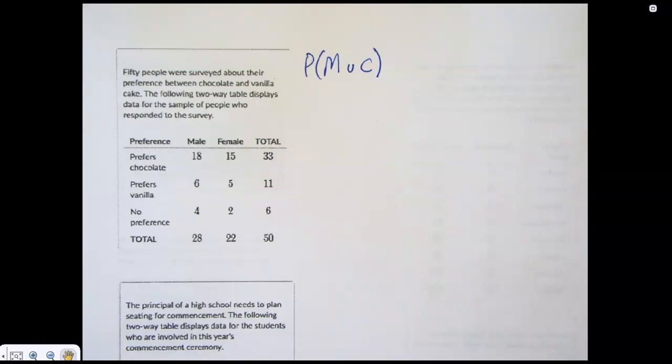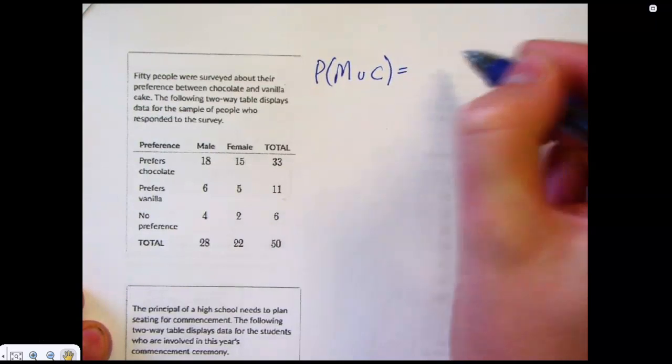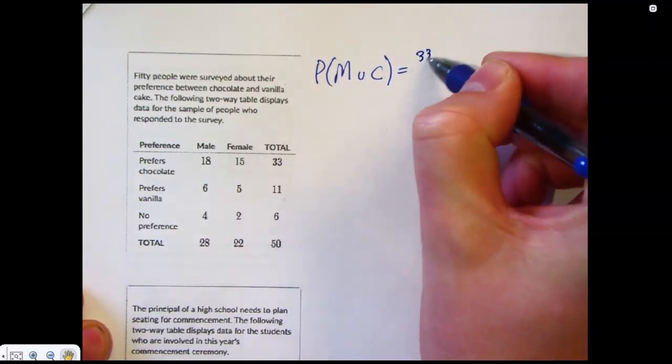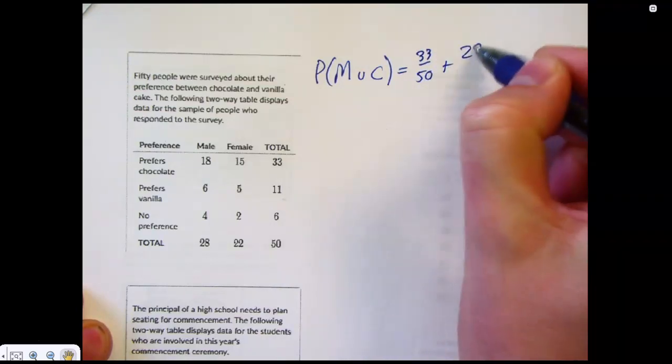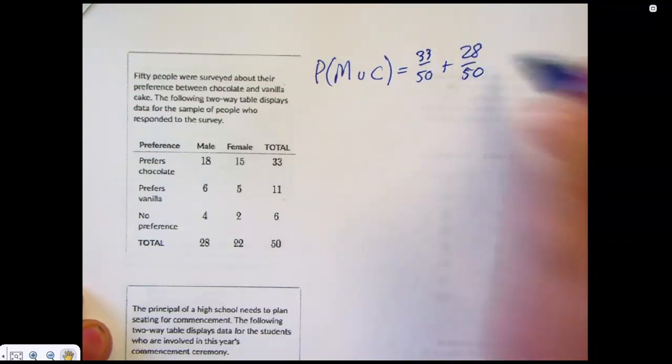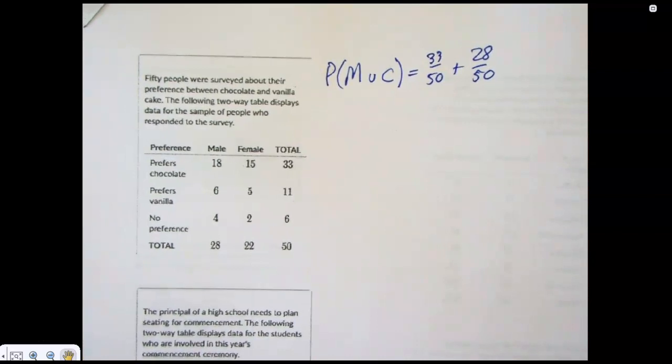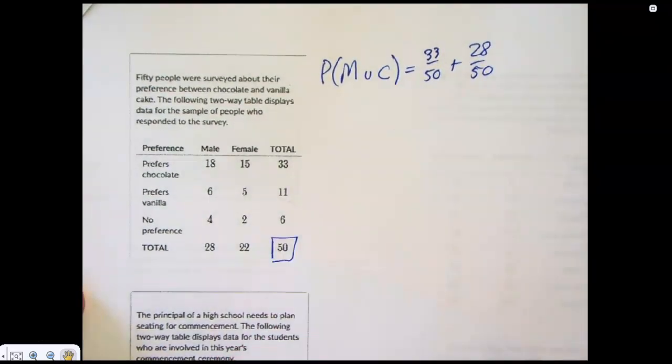So we're gonna go 33 plus 28 minus the overlaps, so minus 18. So the probability here would be 33 out of 50 plus 28 out of 50. Where am I getting the 50 from? That's the total, right? The big total.